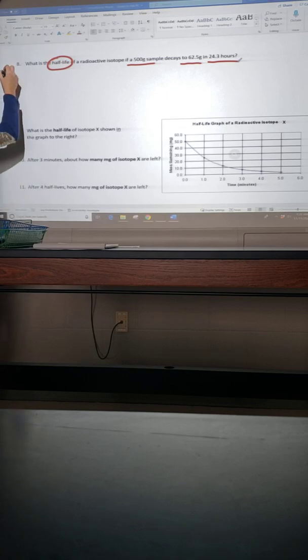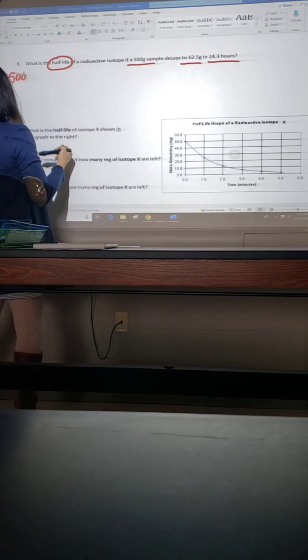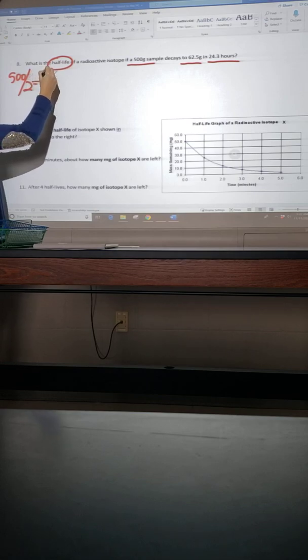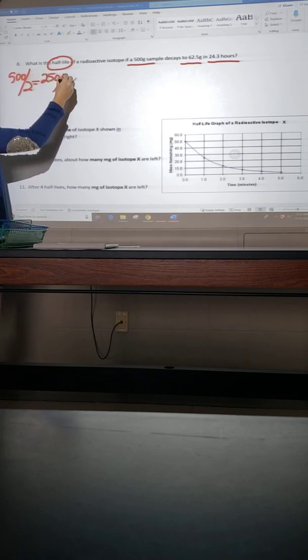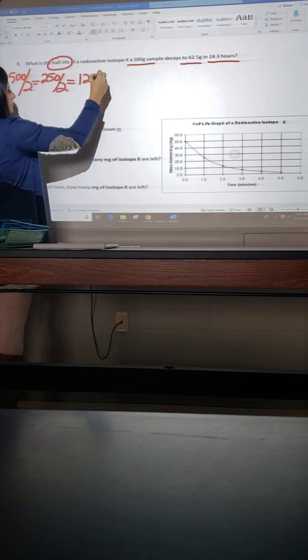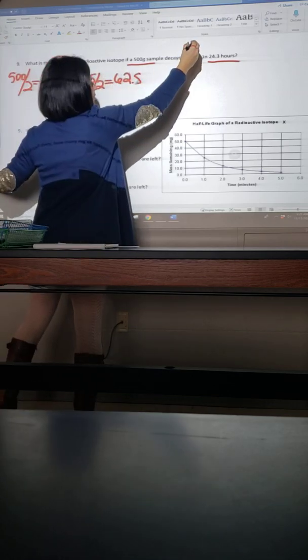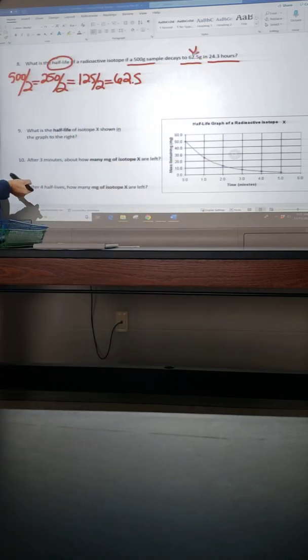2 samples, right? So I'm going to take my 500 and I'm going to try to get to 62.5. So I'm going to start cutting this in half. What do we get? It's 500 divided by 2. Divided by 2. 1.5. Divided by 2. 62.5. Ooh, that looks good, right? That's where we're trying to get to. So we stop there. Okay?